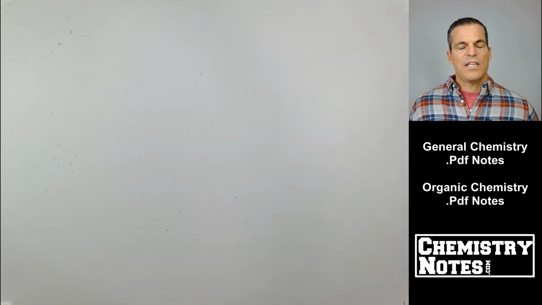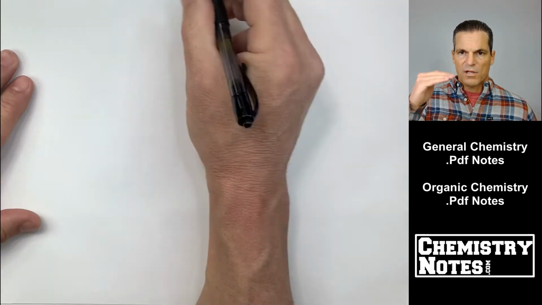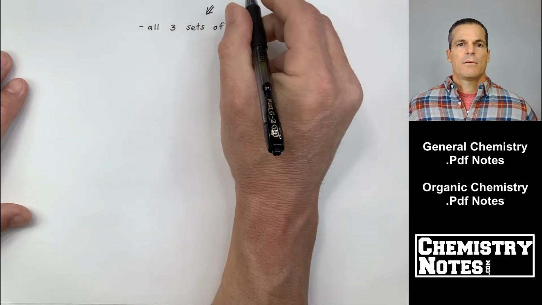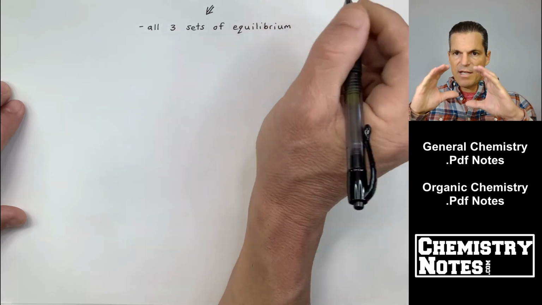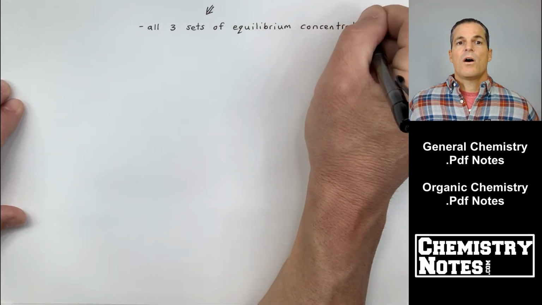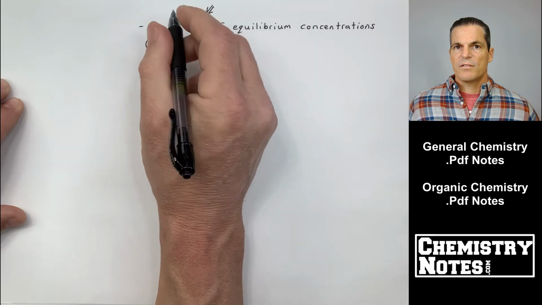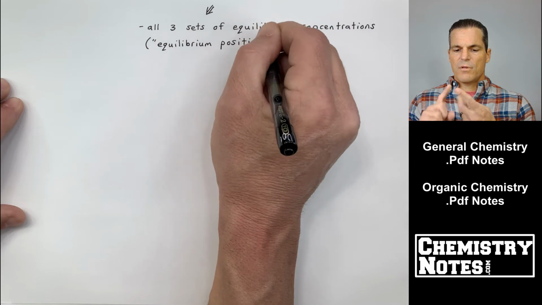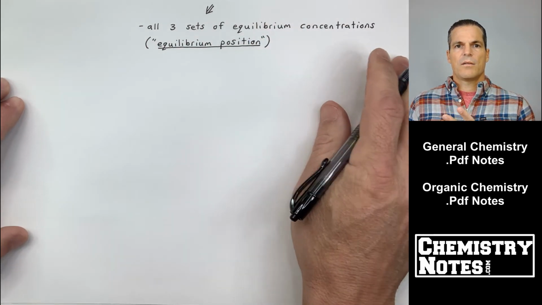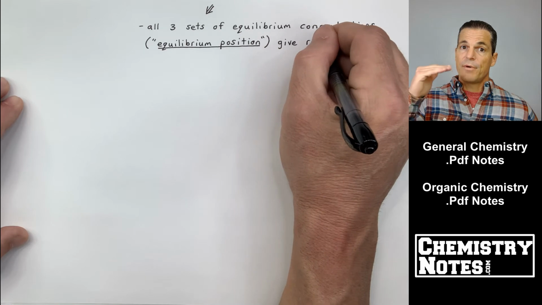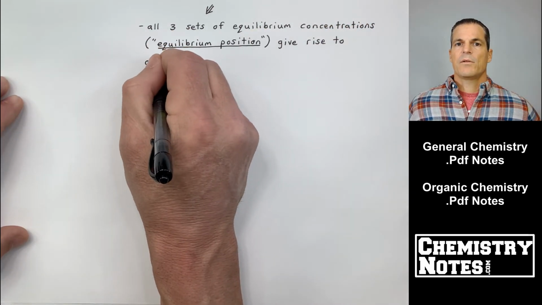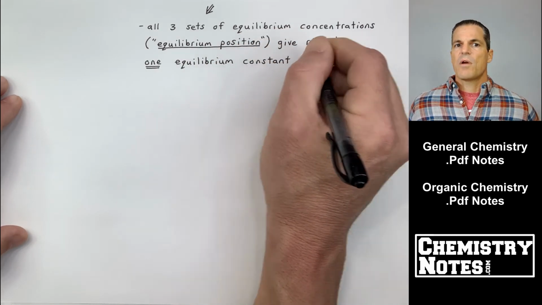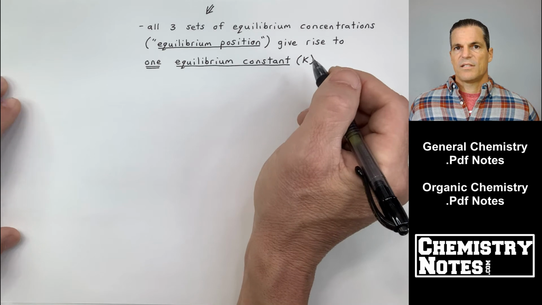That is an example of an equilibrium position. I know the concentrations at equilibrium of all my reactants and products. To elaborate on that little dotted line circle, it says all 3 sets of equilibrium concentrations. What does that mean? It means the H2, the N2, and the NH3. Those are my 3 sets, and I had that 3 times. So all 3 sets of equilibrium concentrations, in other words, an equilibrium position, gives rise to one equilibrium constant, K.